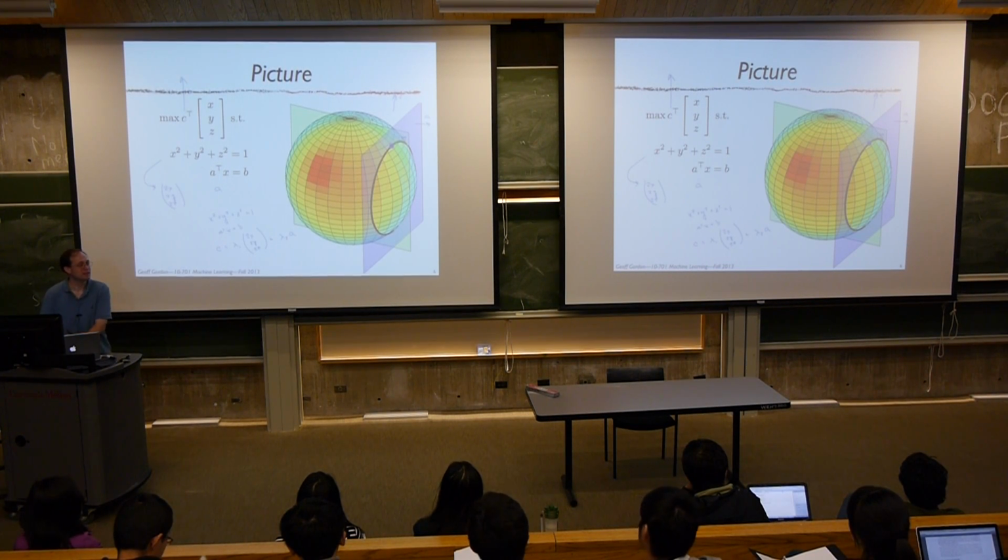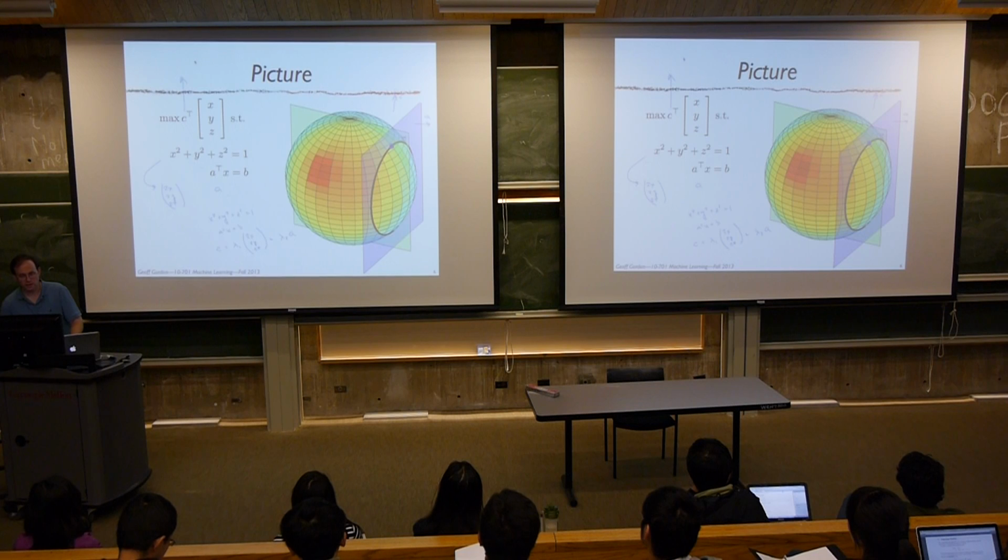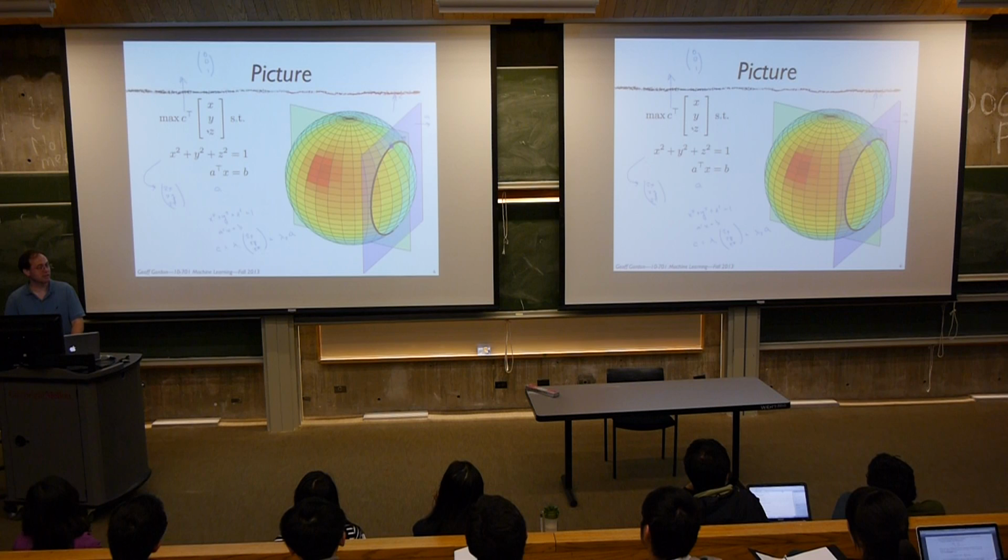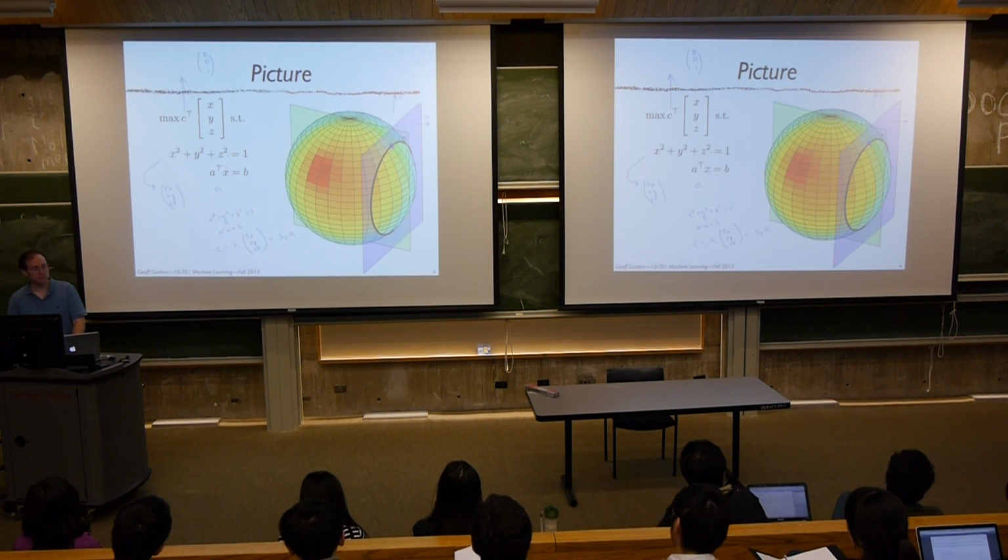Yeah. The functional form of C is a vector, right? So C is the vector 0, 0, 1, just pointing straight up. And so C dot xyz just gives you z, and we're trying to maximize the z coordinate, just go up as far as possible, subject to these two constraints.